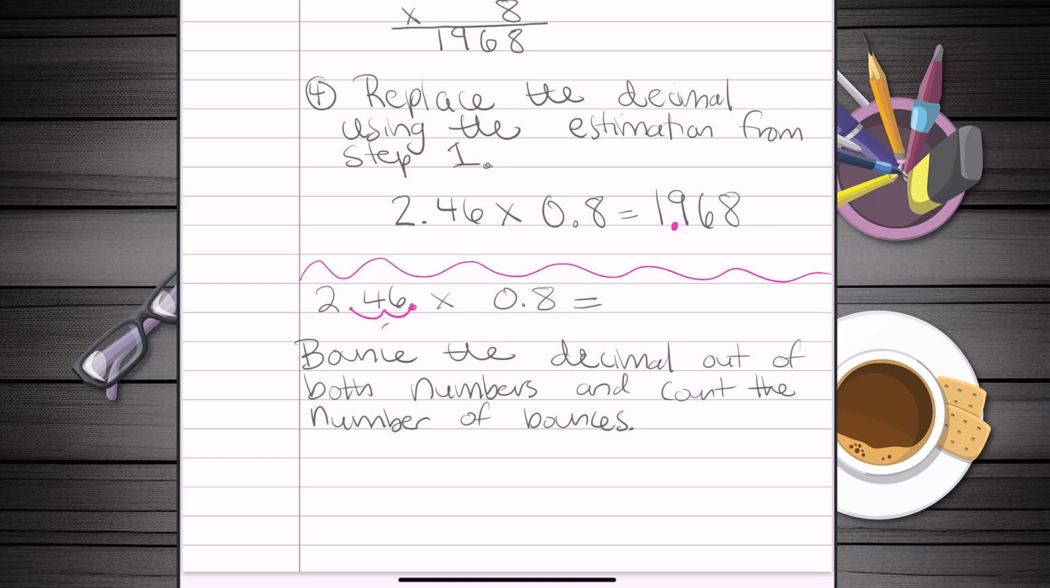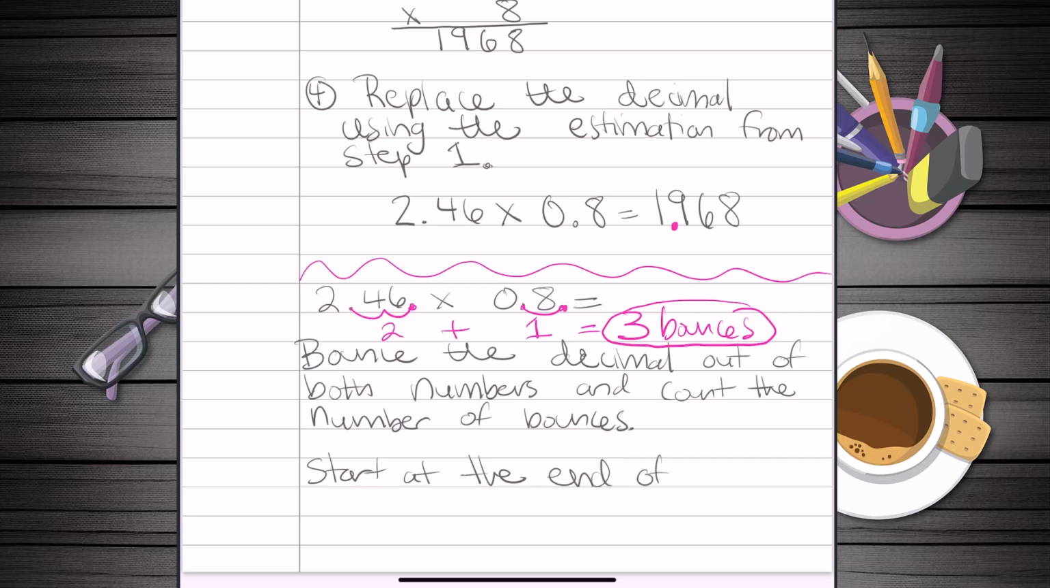I'm going to move the decimal out of 2 and 46 hundredths 2 times, and then 1 time out of 8 tenths to give us whole numbers. And then I'm going to add those number of bounces together. And there were 3 total bounces. And again, this is a math trick, which doesn't always lead to deeper understanding. We only use this if we really don't understand how to estimate.